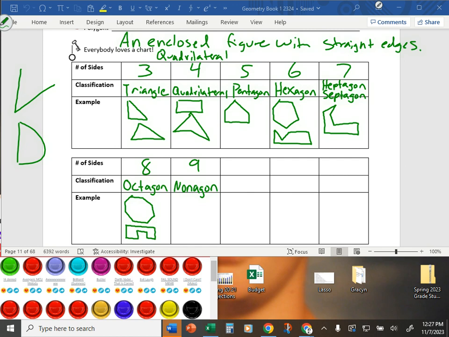We're not at 10 yet. Nonagon, draw your best 9-sided figures. So you got 1, 2, 3, 4, 5, 6, 7, 8, 9. Good looking nonagon there.